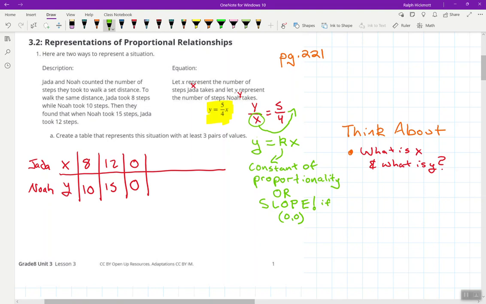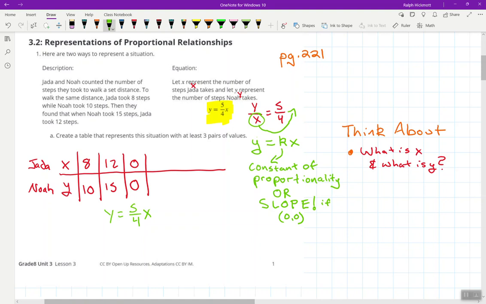So if I'm looking at this equation, this one's a little bit tougher to figure out combinations of x and y because we got that 5/4 slope. So my recommendation is to pick good points that are scaled similar to what we have. Like Jada has 8, 12, 0. Noah has 10, 15, 0. If you notice carefully, Jada is all multiples of 4 and Noah is all multiples of 5.